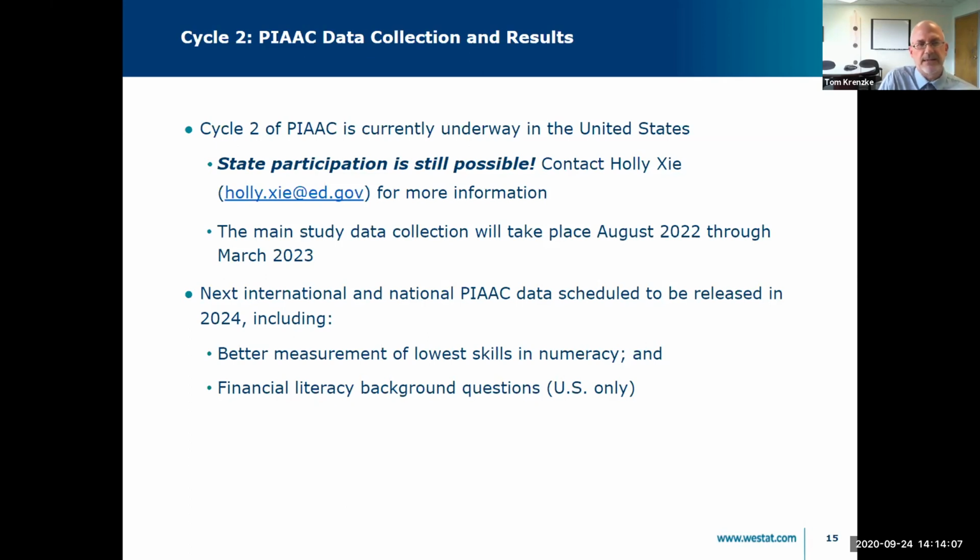The main study data collection will take place August 2022 through March 2023. And the next international and national PIAAC data are scheduled to be released in 2024, including better measurement of lowest skills in numeracy, and also financial literacy background questionnaires in the US only.